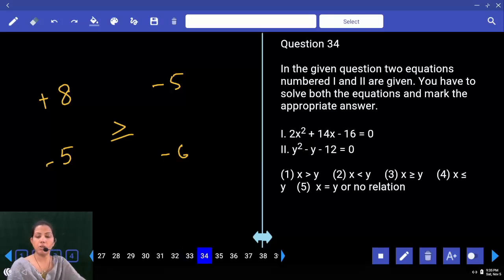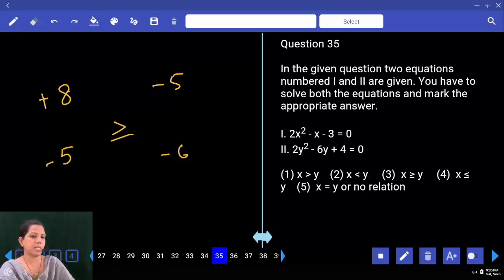Next 34. First equation has one positive and one negative root, and the second equation has one positive and one negative root. One positive negative is compared to another positive negative. Answer cannot be established. So no relation, fifth option is the answer. Next question number 35.